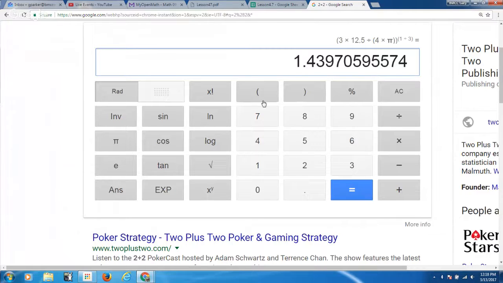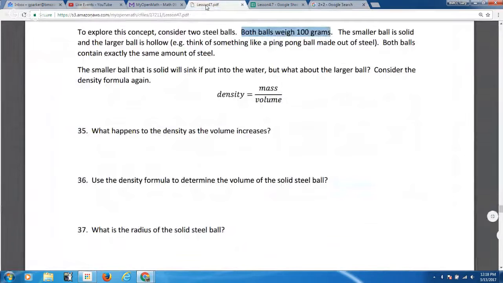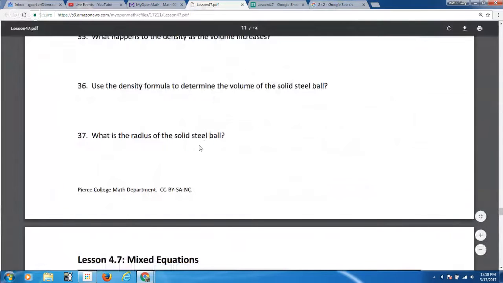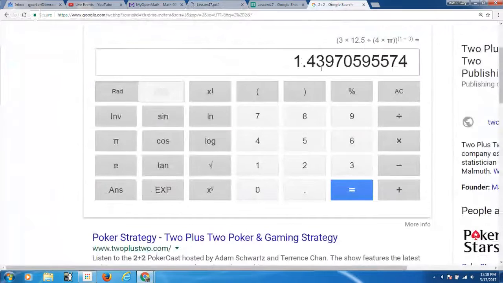So we just calculated the radius of a steel ball that has a volume of 12.5 centimeters cubed. All right, so I'm going to have to switch over to a spreadsheet to finish this up. So that was number 37, the 1.4397. And that's measured in centimeters because we took the cube root of centimeters cubed.